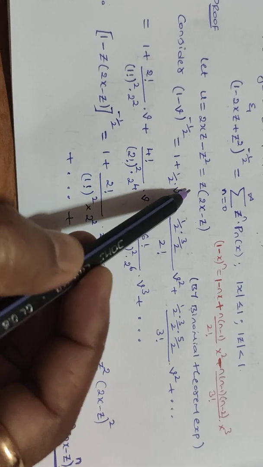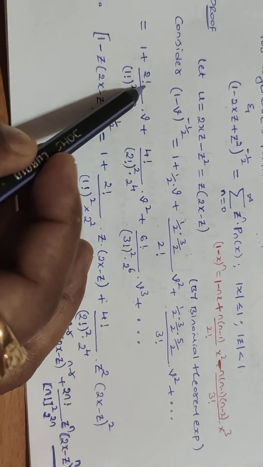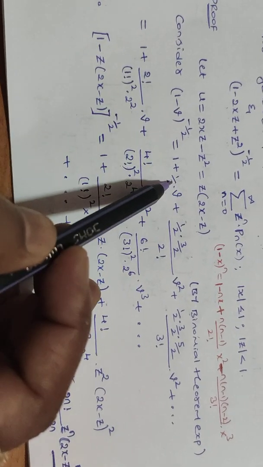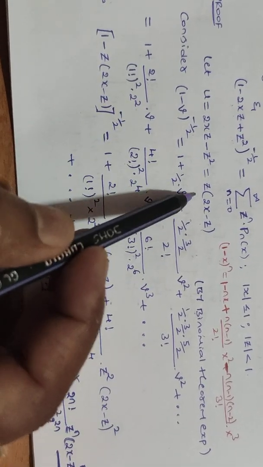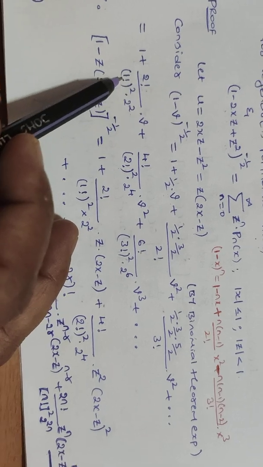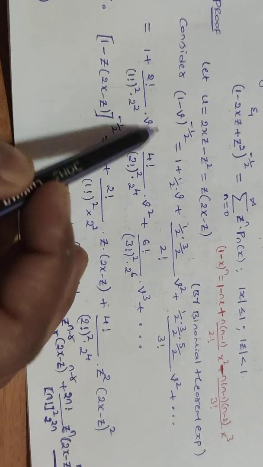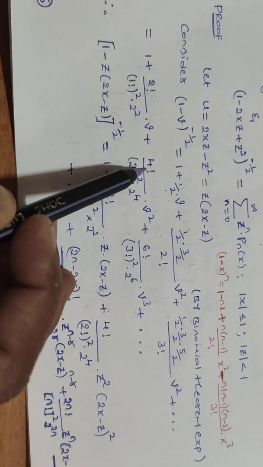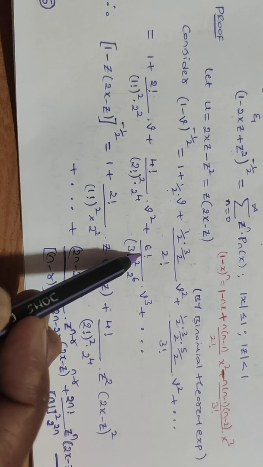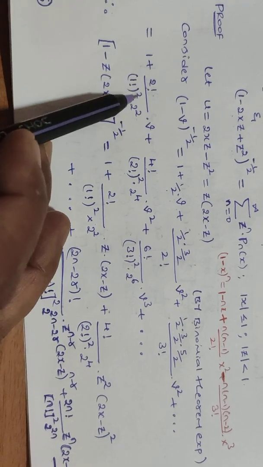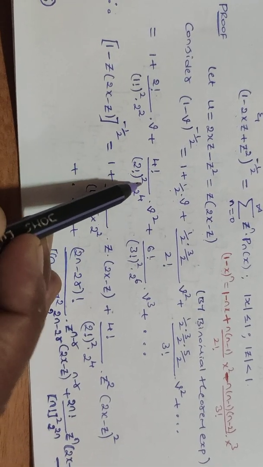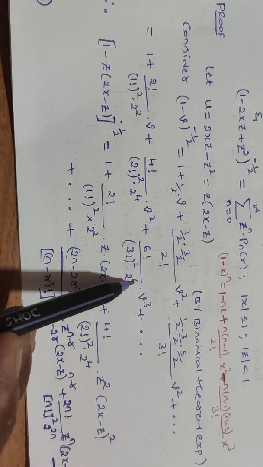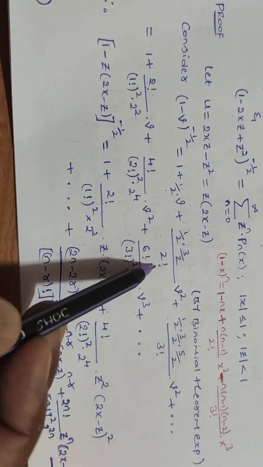Similarly, we write this value half into u as 2 factorial divided by (1 factorial) whole square into 2 square. To get the equation in the standard form, we are writing half as 2 factorial divided by 1 factorial into 2 square. Its value will be half itself. Similarly, 2 factorial followed by 4 factorial followed by 6 factorial. Similarly, observe the denominator: 1 factorial whole square, we will write 2 factorial whole square into 2 to the power 4, 3 factorial whole square into 2 to the power 6.